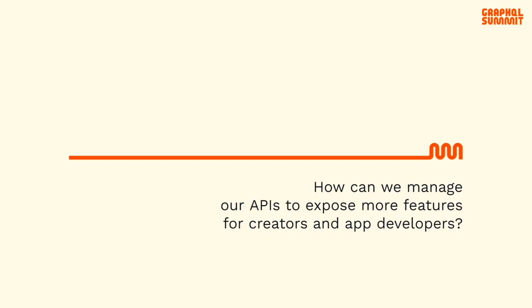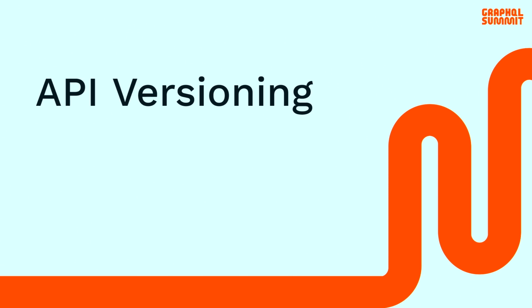But up to this point, our supergraph vision doesn't differentiate between internal and public APIs. So there is still one question that we want to answer. How can we manage our APIs to expose more features for creators and app developers? And our answer is through API versioning.